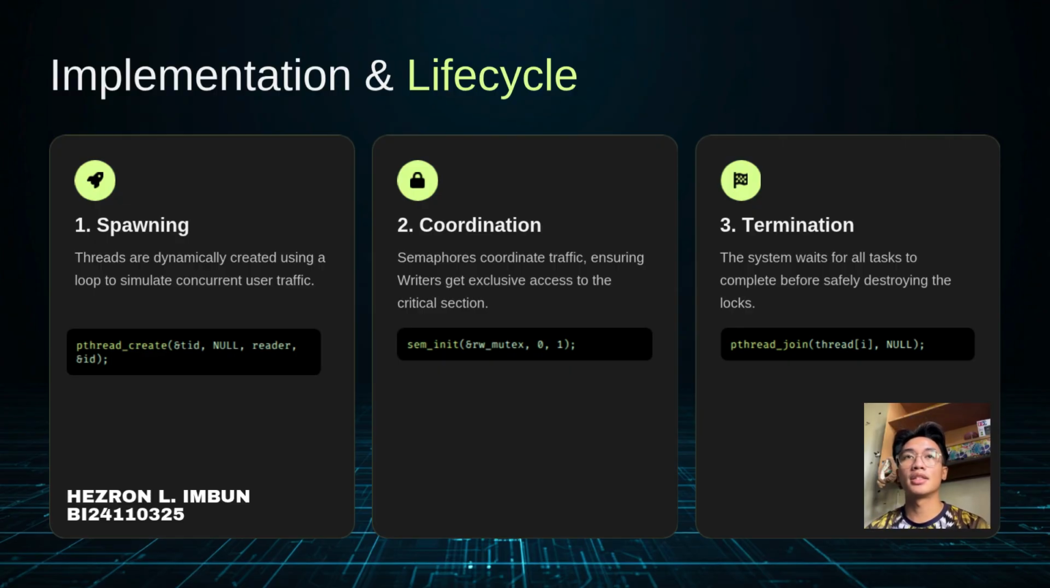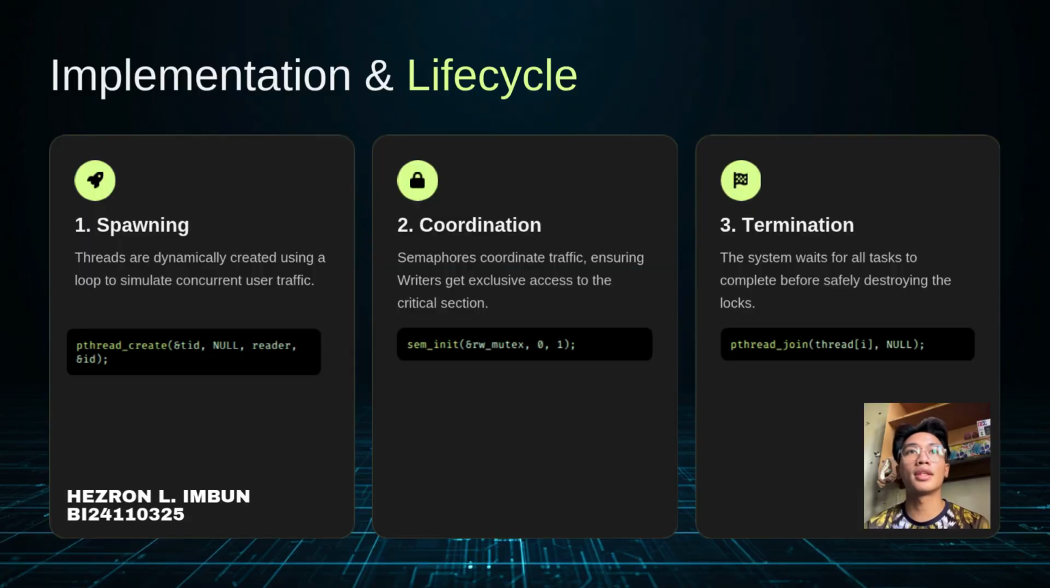The second phase is coordination. Once the threads are live, semaphores take over to coordinate the traffic flow. By initializing the semaphore, we ensure that writers get absolute exclusive access to the critical section while allowing readers to safely view data concurrently. The final phase is termination.